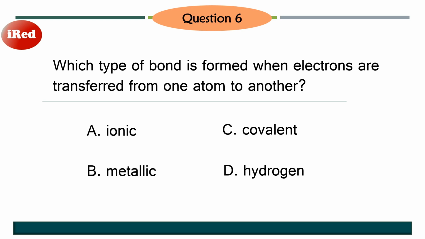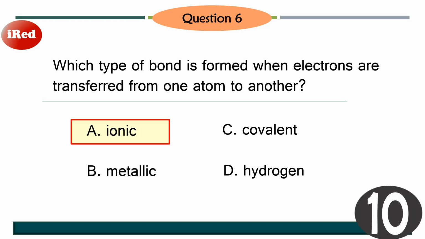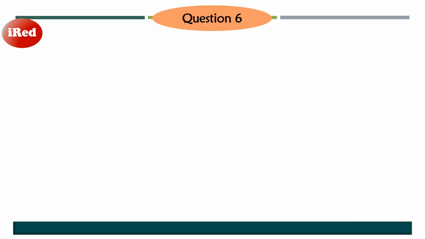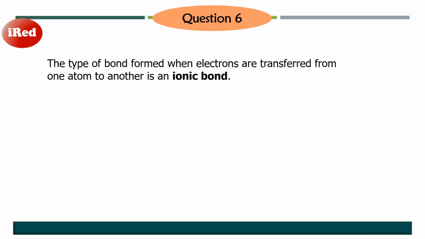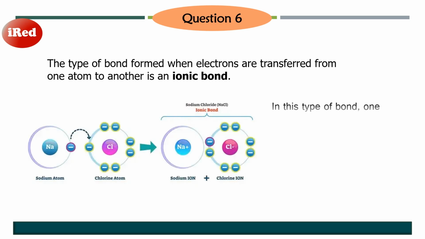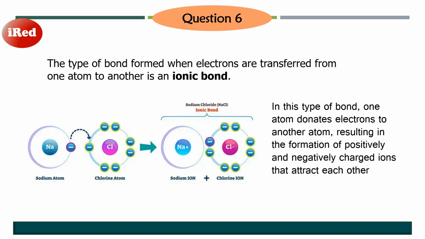Which type of bond is formed when electrons are transferred from one atom to another? The correct answer is letter A, ionic. The type of bond formed when electrons are transferred from one atom to another is an ionic bond. In this type of bond, one atom donates electrons to another atom, resulting in the formation of positively and negatively charged ions that attract each other.